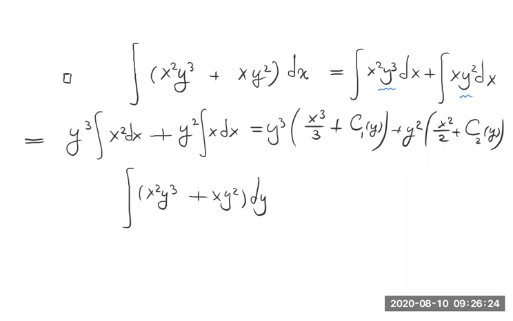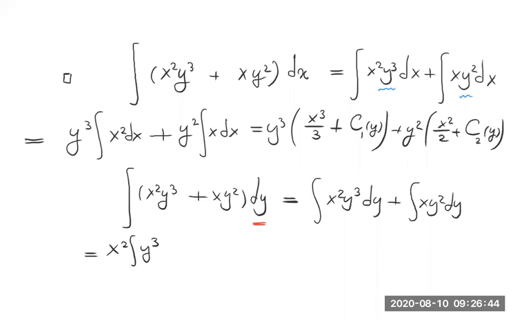But let's look at the second one. In the second one, the variable is y, right? Therefore, x is a constant. So I first break the integral into 2 pieces. And because x is a constant now, it comes out of the integral.